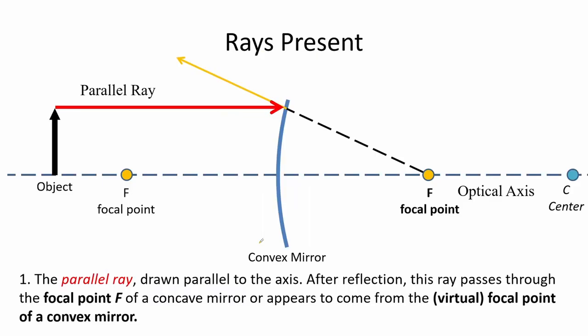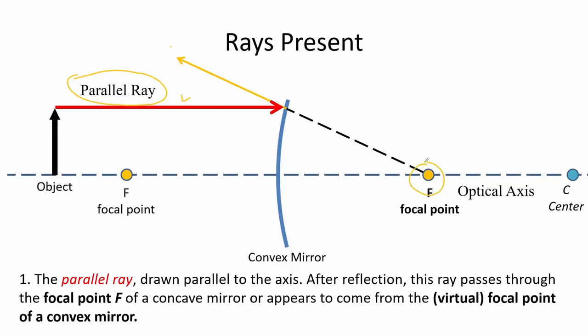Let us look at some of the rays that are present during reflection. First we have the parallel ray shown on the figure. The parallel rays are drawn parallel to the optical axis. After reflection, this ray passes through the focal point F of the convex mirror.